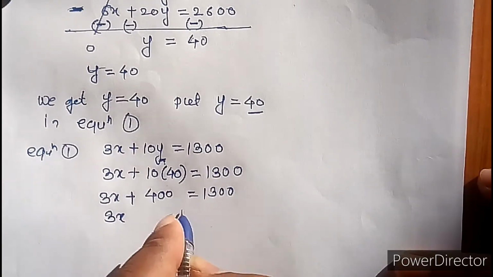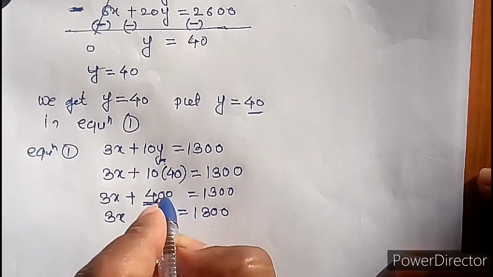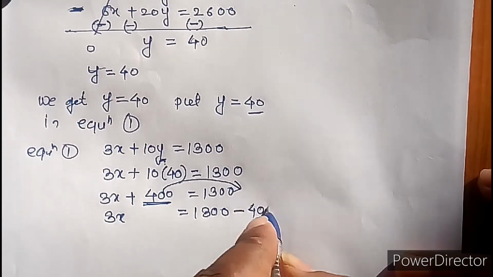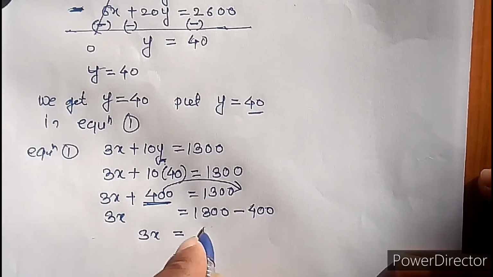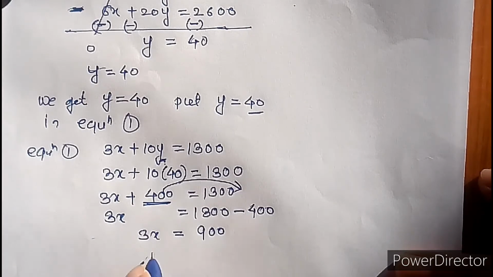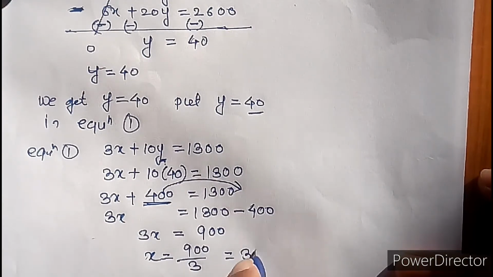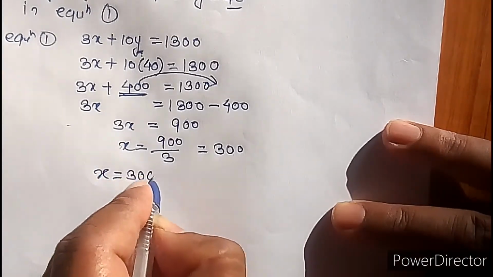Therefore 3x will be equals to 1300. This plus 400 will shift to the right hand side and become minus 400. Here 3x equals to 1300 minus 400, that is 900. Here we get 3x equals to 900, therefore x will be equals to 900 divided by 3 equals to 300. We get the value of x equals to 300.